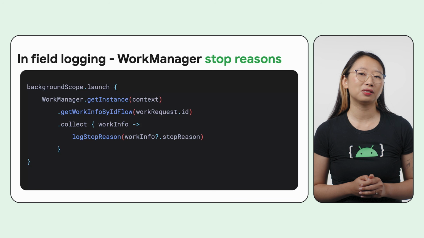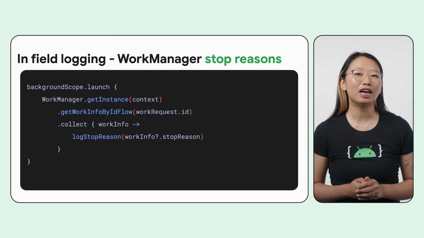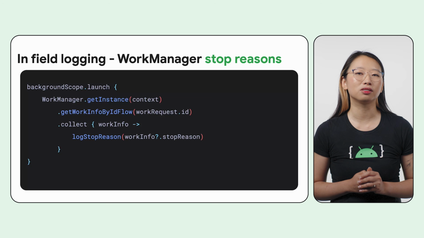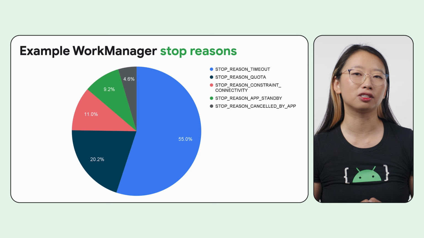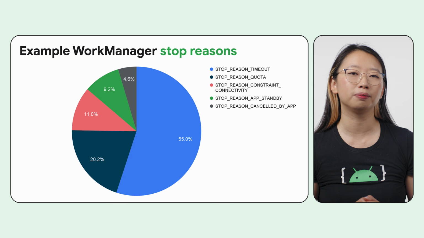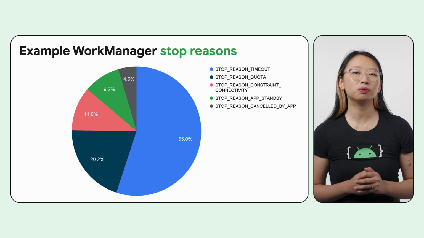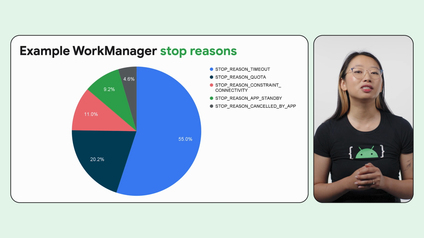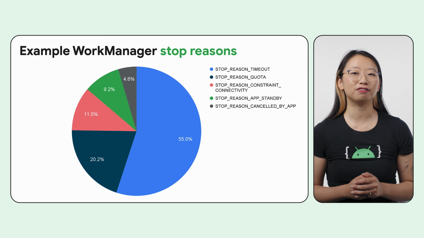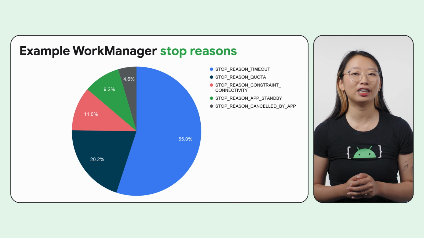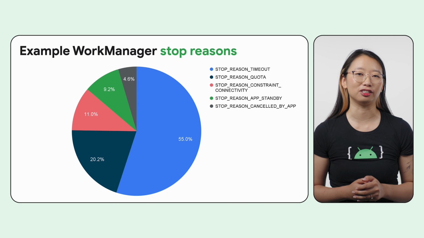Here's an example code snippet using WorkManager where I've used Kotlin flows to log the stop reason on a specific work request ID. In my example scenario, when I check the logs for this worker, I will see a high percentage of stop reasons that are associated with the stop reason timeout or quota, signifying that this particular worker is frequently stopping due to exhausting the runtime duration granted by the system. Using this information, I've been able to find an edge case that caused excessive worker duration.